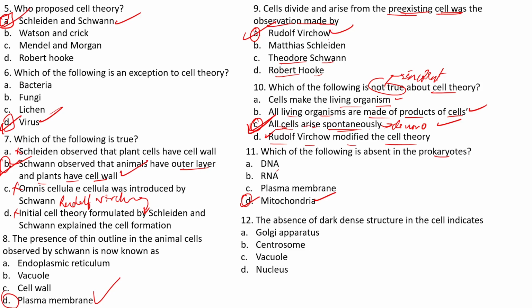Now, the absence of a dark dense structure in the cell indicates that: Golgi apparatus, the centrosome, vacuole, nucleus. They have mainly asked which is the dense structure that is absent. That is D. The absence of the dark dense structure in the cell indicates that it is mainly the nucleus that is absent. Vacuole is not true, centrosome is not true, Golgi apparatus is also not true. The next question.